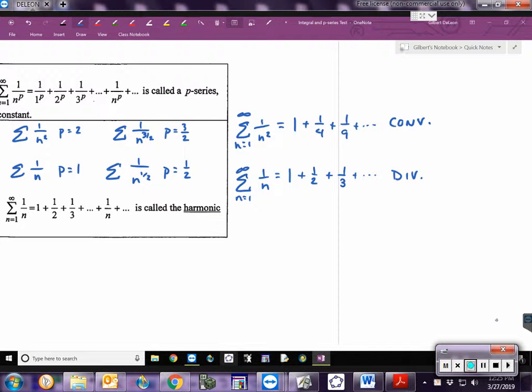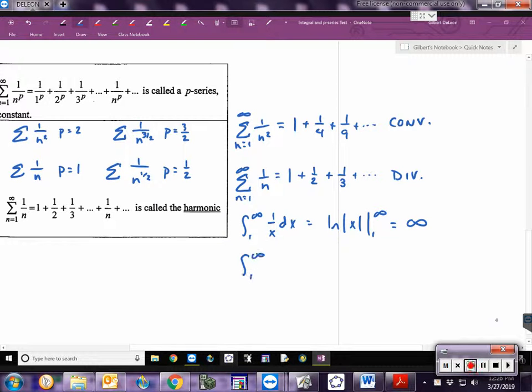And if we integrated 1 over x dx, we would have natural log of the absolute value of x from 1 to infinity, which is going to end up being infinity. So then we have divergence for that series, that's 1 over n.